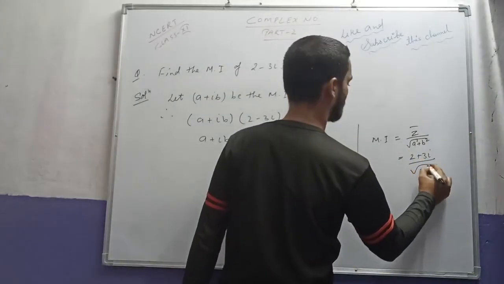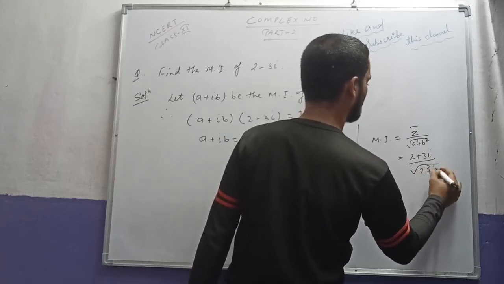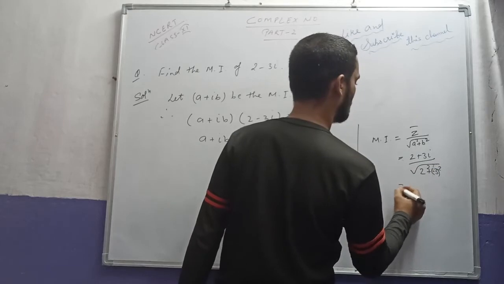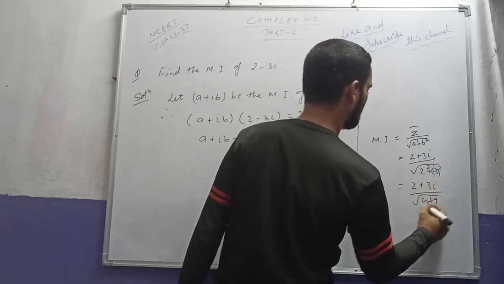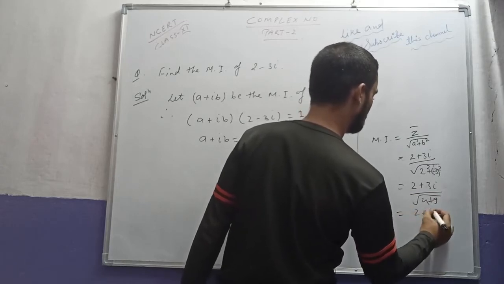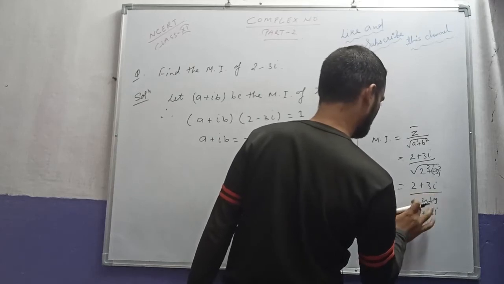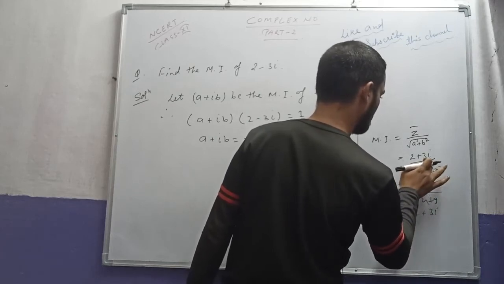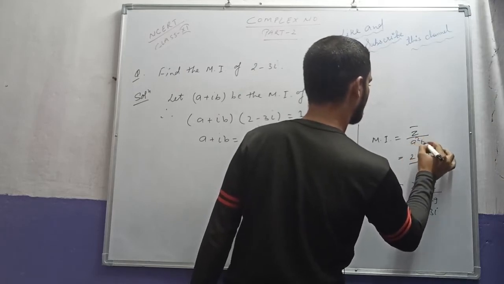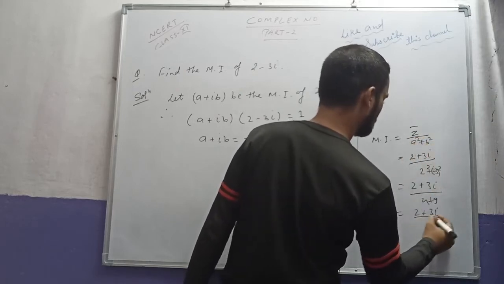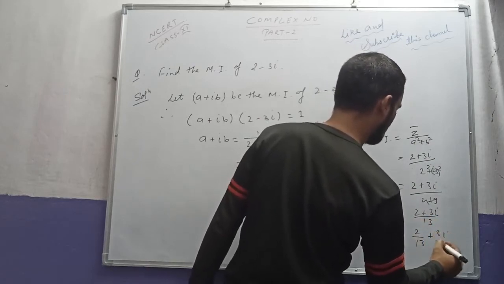A square means 2 square, b square means 3 square, or minus 3 square. Okay, look. And 2 plus 3i upon root over 4 plus 9. The formula root is not there; that root is in the modulus only. Okay, likewise this a square plus b square will be 13. So it can be 2 by 13 plus 3i by 13.